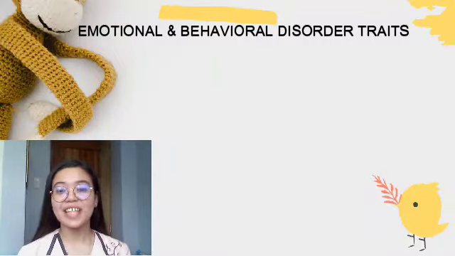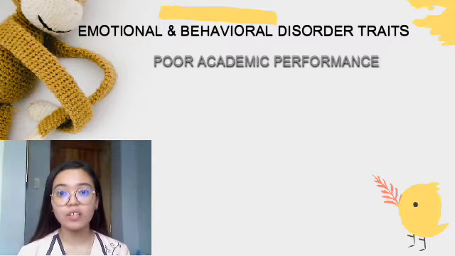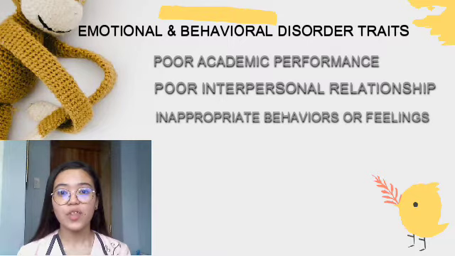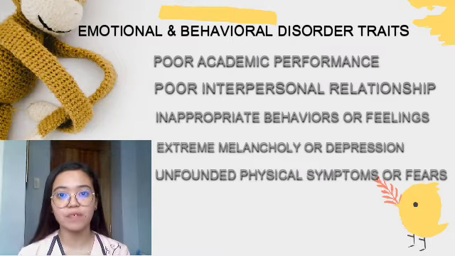So when a student has been diagnosed with emotional and behavioral disorder, he or she consistently shows one or more of the following traits in a way that interferes with his or her learning. First is poor academic performance, not due to other disabilities. Second is poor interpersonal relationships. Third is inappropriate behaviors or feelings. Fourth is extreme unhappiness, melancholy, or depression. And fifth is unfounded physical symptoms of fears.